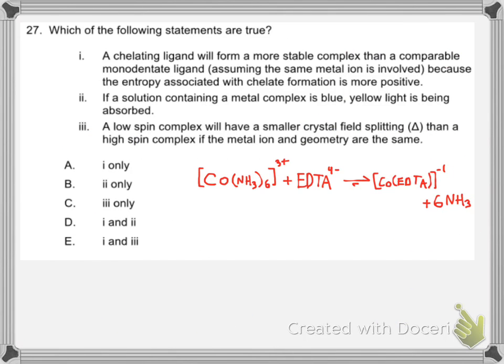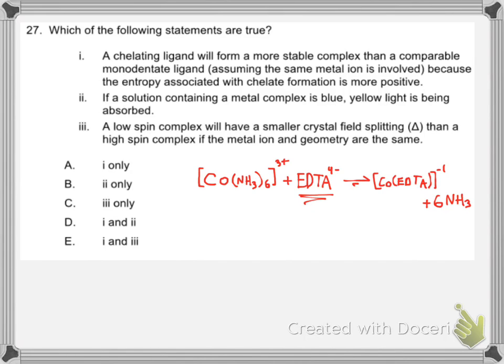Another true-false question. So the first one says a chelating ligand will form a more stable complex than a comparable monodentate ligand. So we have here an example of a chelating agent, ethylenediaminetetraacetic acid, or EDTA. And choice 1 is indeed true, because basically on this side you have 2 moles of stuff total. On this side, because the EDTA liberates the ammonia, we end up having 7 moles of stuff. That is a considerable increase in entropy.